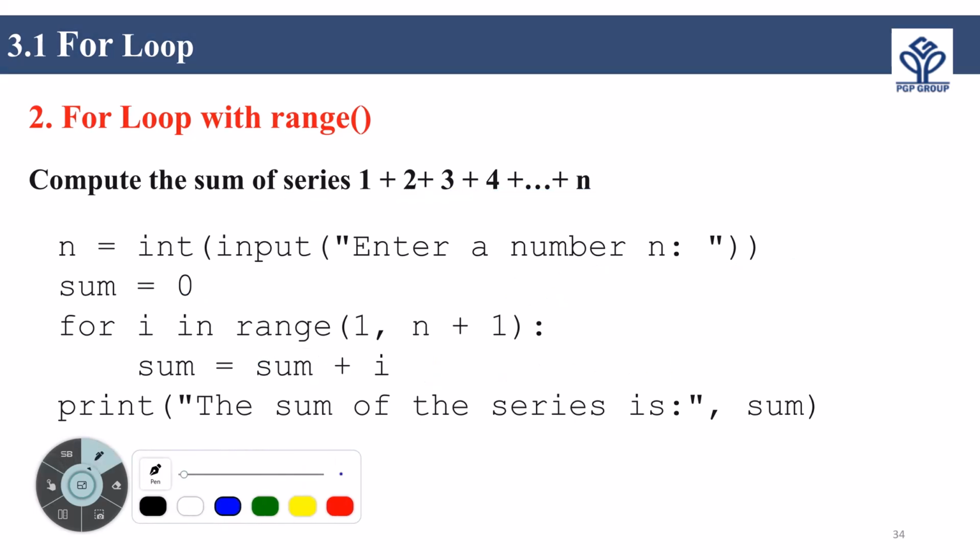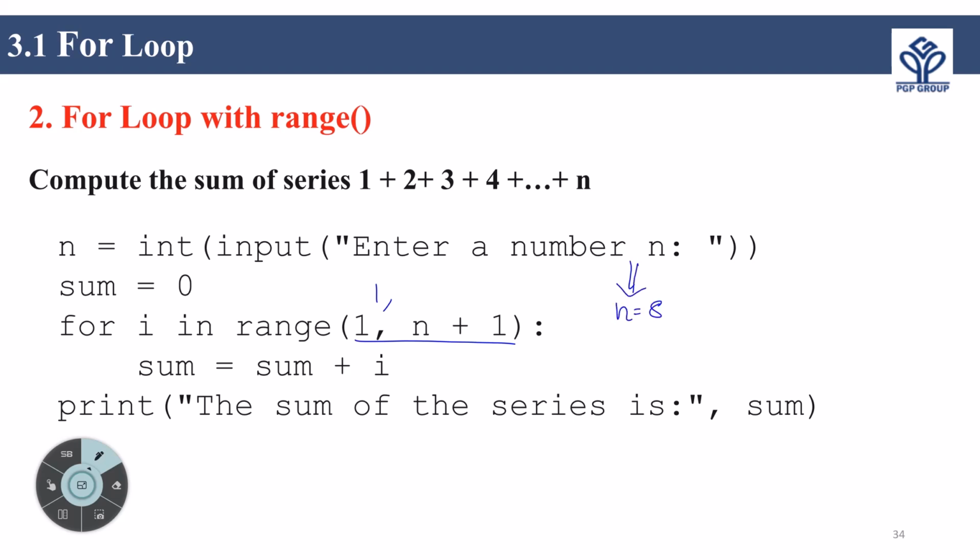Again, I told you, we are giving this range 1, 2, we are giving n is equal to 8. Clear? 8 plus 1. So what are the values? 1 comma 9. Clear? So next, sum is equal to 0, we initialize this one. Sum value 0 plus I value, what? 1. So our sum value is 1. Again repeat this till 8.